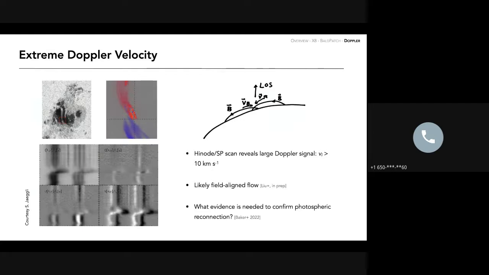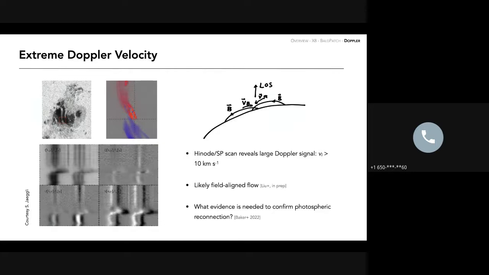Right. So they also scan this region, and with a higher dynamic range and higher spectral resolution, you get to actually see the super fast downflow in excess of 10 kilometers per second. Okay, supersonic. These have been observed before, and the interpretations vary.